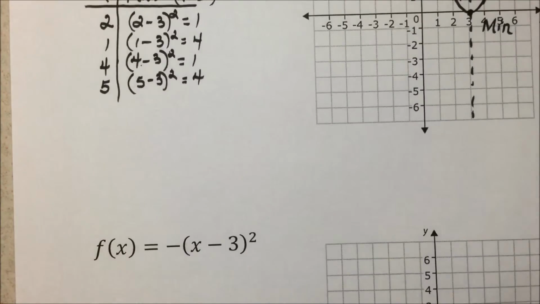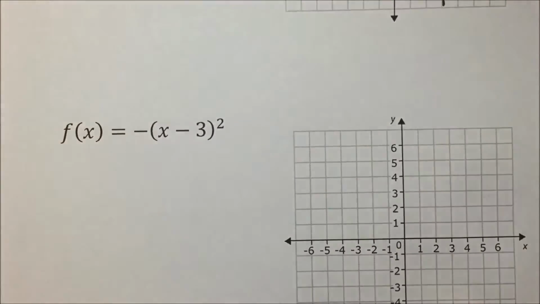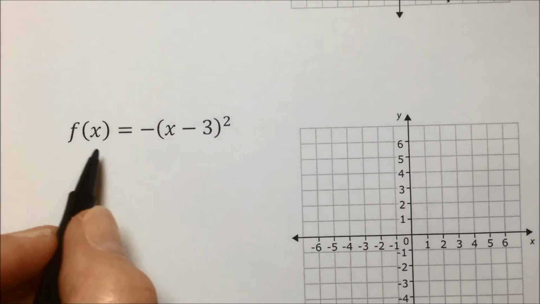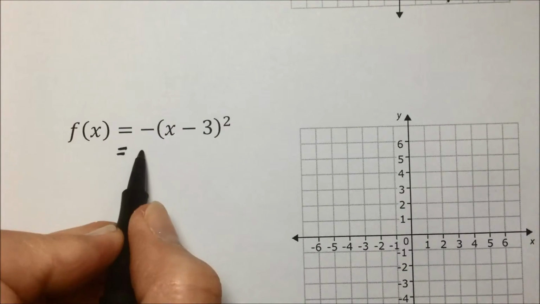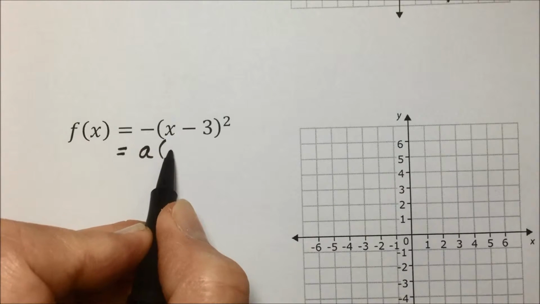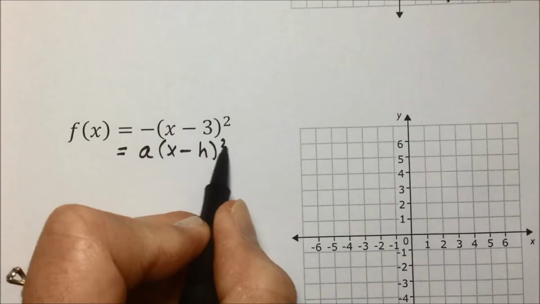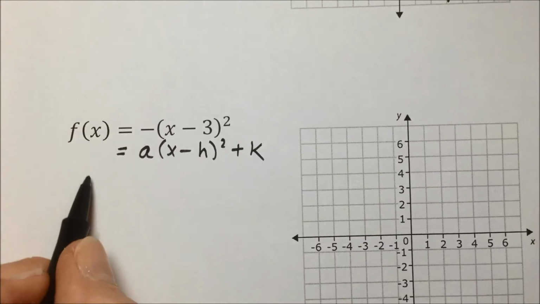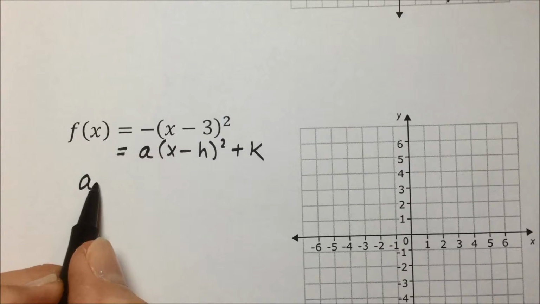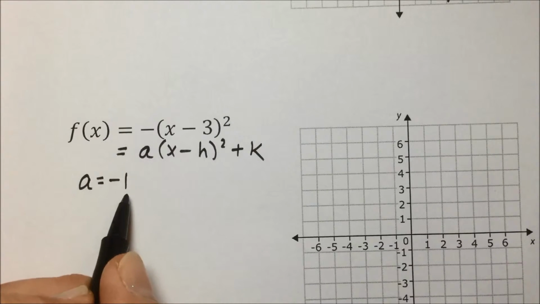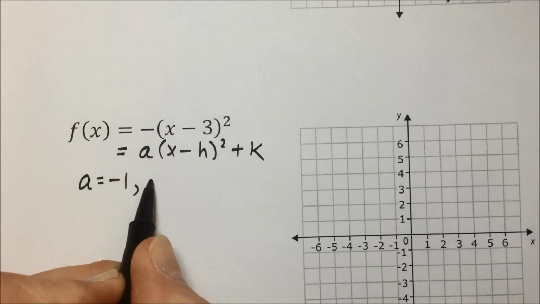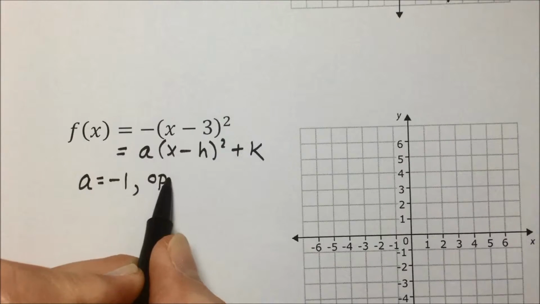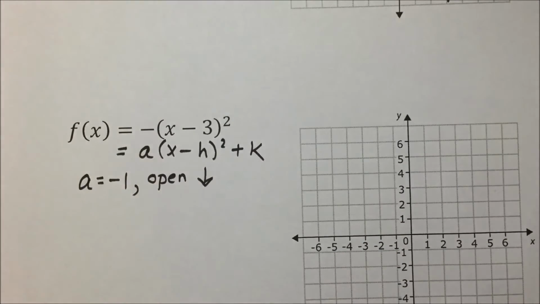What's going to happen in this next equation? They're asking us the same information, and if we compare it to the standard form, we have a times x minus h quantity squared plus k. You'll notice the only difference between this equation and what we just graphed is that our a is a negative 1, which means this parabola is going to open downward.